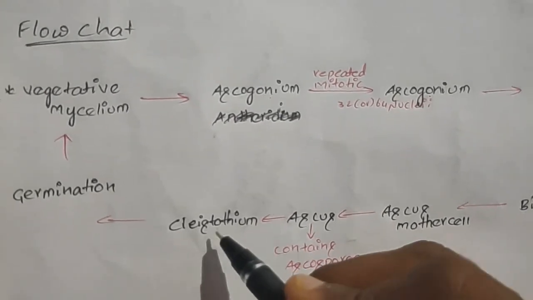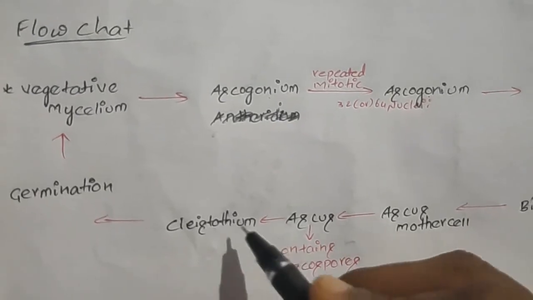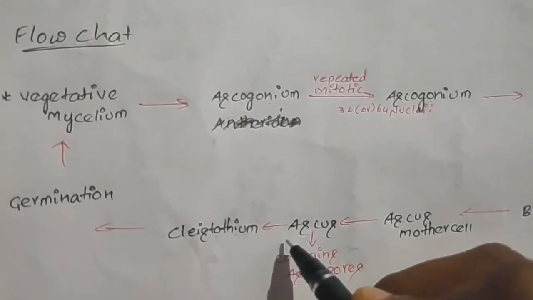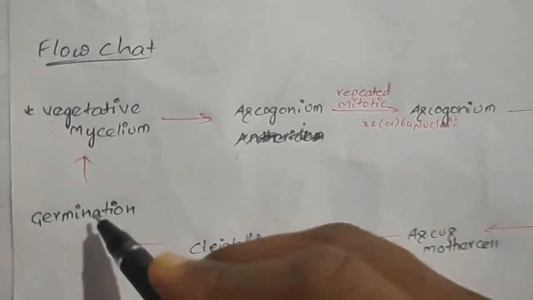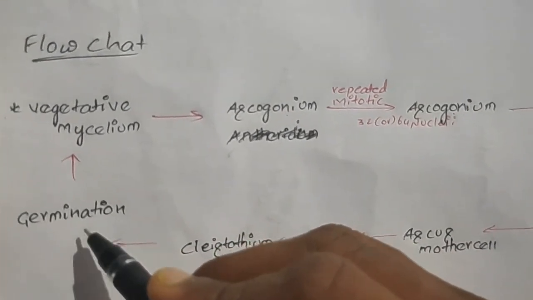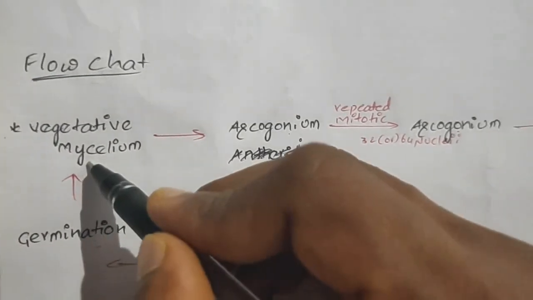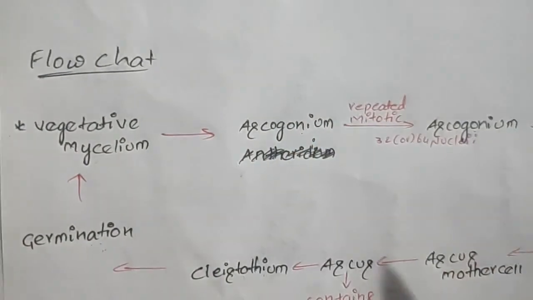By breaking the walls of the cleistothecium, the ascospores present in the ascus come out. On a suitable substratum, they germinate by developing a germ tube. Now this develops into a new vegetative mycelium, or vegetative Penicillium.